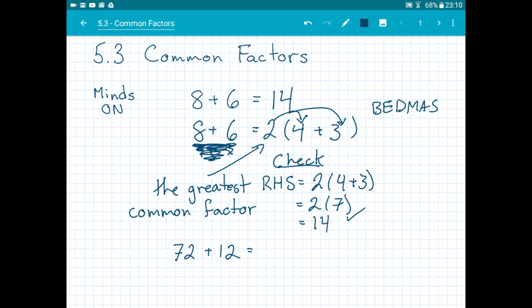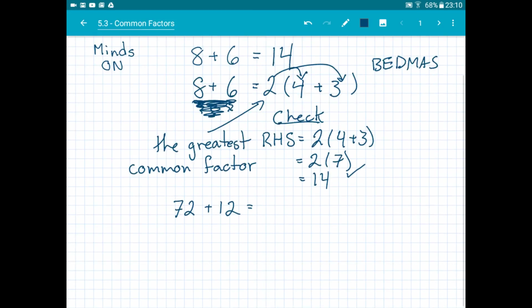And so now we're going to look at a different one. It's a little bit more complicated. We've got 72 and 12. And so I'm just going to start off by reminding you 72 is equal to 9 times 8, and 12 is equal to 4 times 3. And so I'm going to write that over here. So 9 times 8 plus, I'm going to reorder that a little bit, 3 times 4. That's equal to the same thing as 72 plus 12.